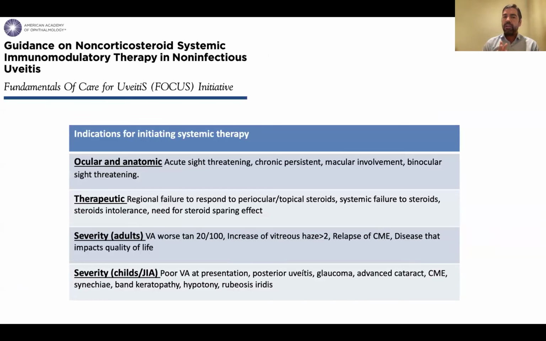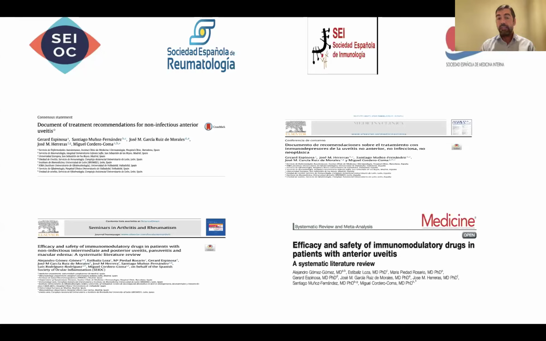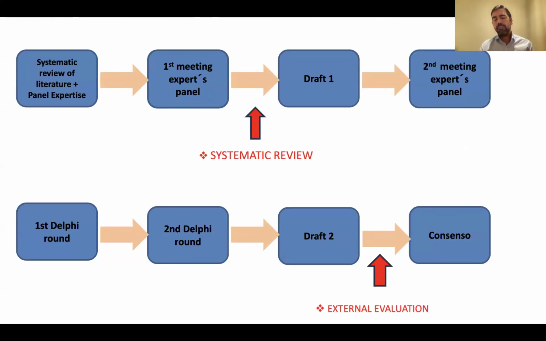In the Spanish Society of Uveitis, some years ago, we initiated a big project trying to bring us a document with treatment recommendations for systemic therapy in the context of anterior and both anterior and non-anterior uveitis patients. This was also supported by other societies like the Spanish Society of Rheumatology, of Immunology, and of Internal Medicine. This was a huge project with a previous systematic review, with meetings of expert panels, with 2 Delphi rounds and a final external evaluation.